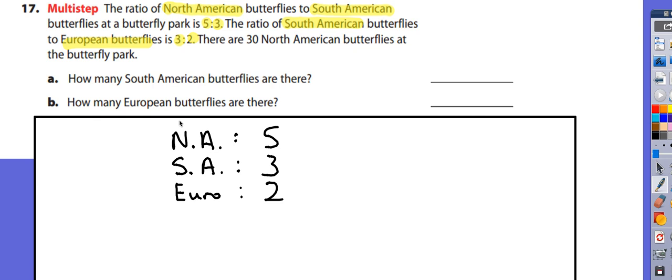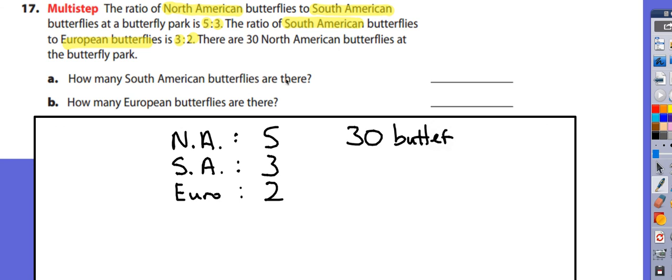There's one more sentence here that we need to read carefully because it's going to tell us what to do. It says there are 30 North American butterflies at the butterfly park. So the ratio is 5:3:2, but there are actually 30 North American butterflies.